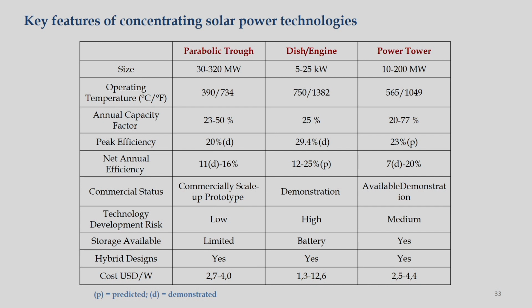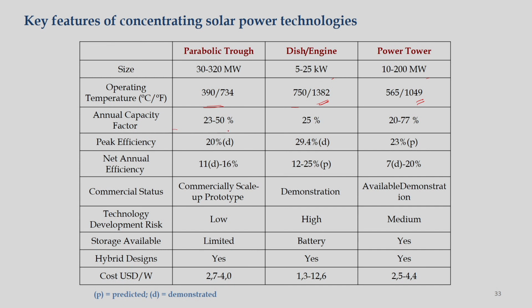And this slide shows the comparison of the three most important concentrated solar power technologies. Parabolic trough goes in size from 30 to 320 megawatt, then the dish engine goes 5 to 25 for a single unit, and power tower can go 10 to 200 megawatt. Operating temperature you can see here: this system's operating temperature can go up to 1382, and in case of power tower, it is about 1049.